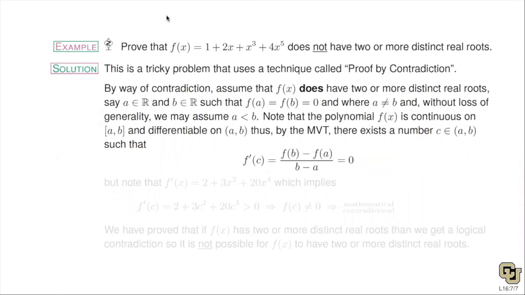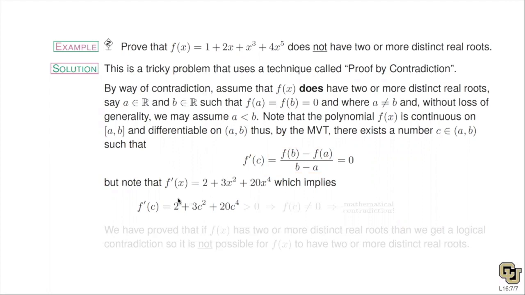Now here comes the contradiction. Let's check and see if this is possible. Is it possible for the derivative of f to equal 0? Let's just check and see. Here, when we take the derivative, using the power rule, the derivative of 1 plus 2x plus x cubed plus 4x to the 5th is 0 plus 2 plus 3x squared plus 4 times 5x to the 4th, which becomes 20x to the 4th. Now let me plug in the c for x and take a look at the function.